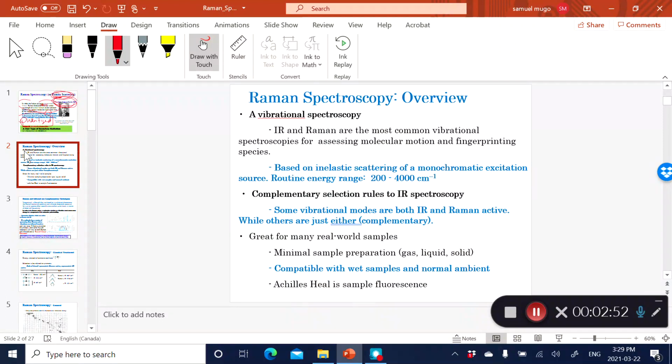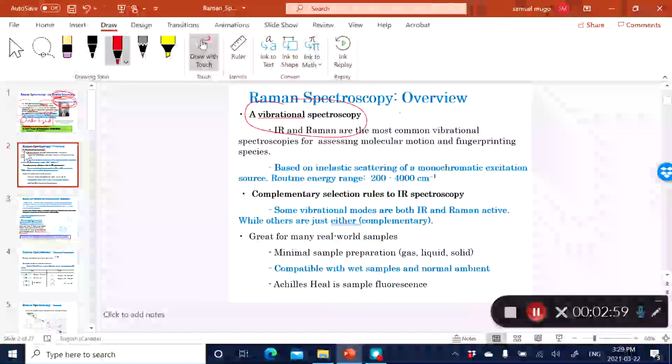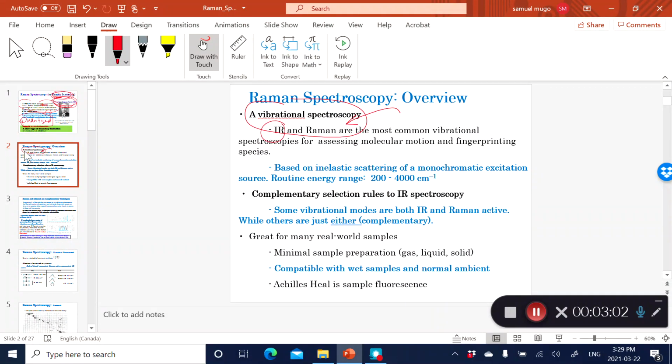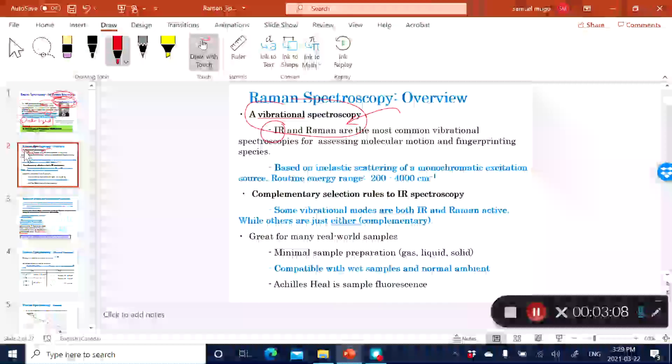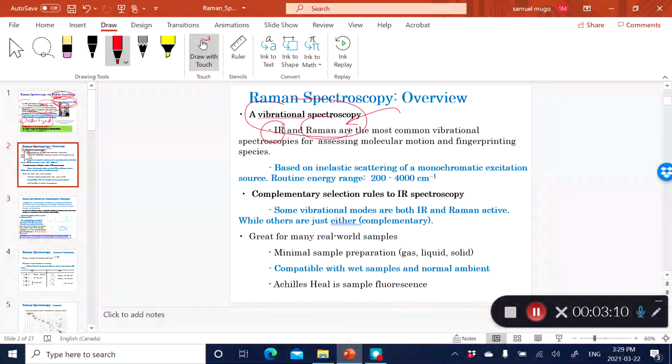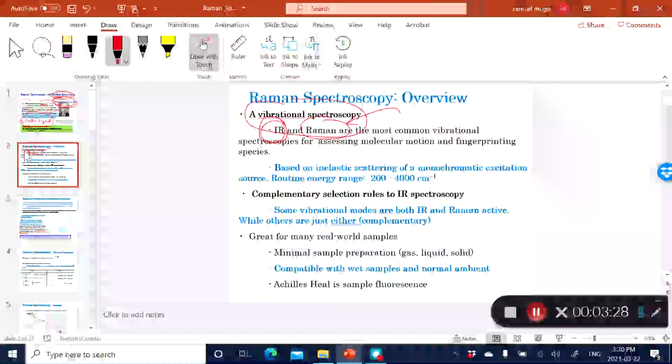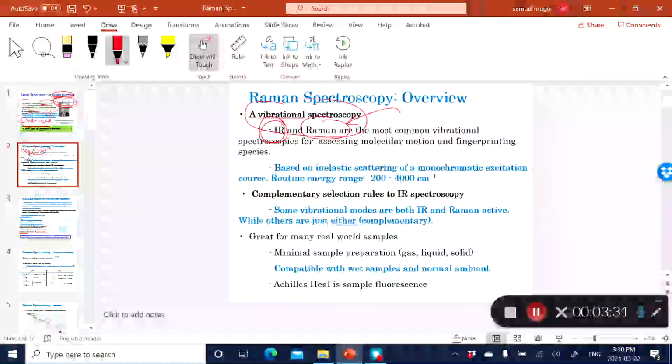Now, Raman spectroscopy, just a quick overview. Remember, it is a vibrational type of spectroscopy. And very important, it's very complementary to IR spectroscopy, even though they've got very different types of bases. This one is scattering, whereas IR is absorption. But despite the fact that they come from very different mechanisms, the kind of spectra that you actually get is fairly complementary.